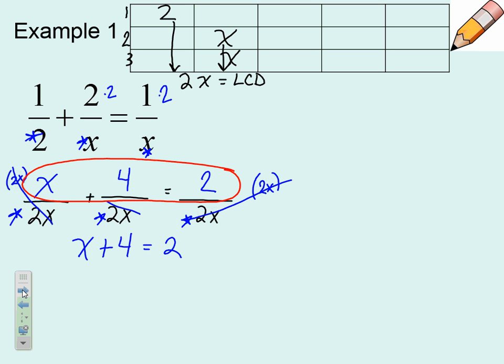x plus 4 equals 2. So what would that be if I tried to solve this? Well, I'd subtract the 4. Subtract the 4, x equals -2. Awesome.